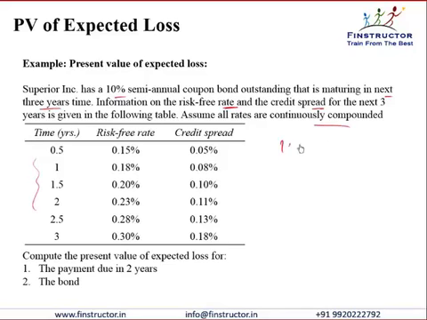That means 100 would become 100 e raised to power RT at the end of t years. Or the present value of 100 would be given by 100 divided by e raised to power RT if 100 is coming t years later. So the time is given, the risk-free rate is given, the credit spread is given.